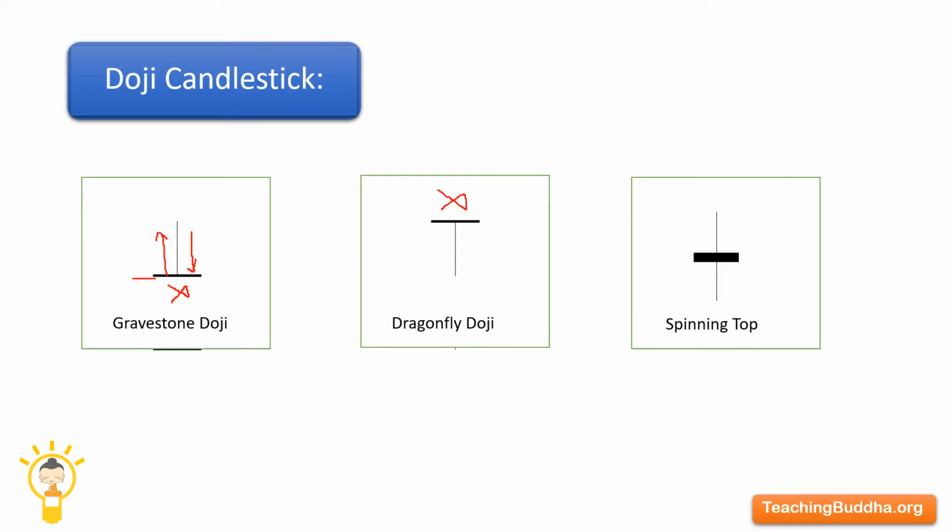But in spinning top, you can see there is a very small body. See, this is the small body. And if you see a very small body and an upper shadow and lower shadow, this is also a very good doji candlestick, and this candlestick is called the spinning top doji candlestick. If you see big, long shadows, both upper side and lower side, then definitely the doji candlestick is indicating a very good possibility of trend reversal.